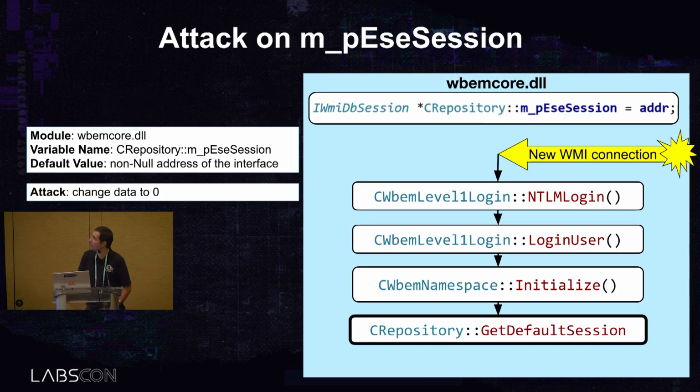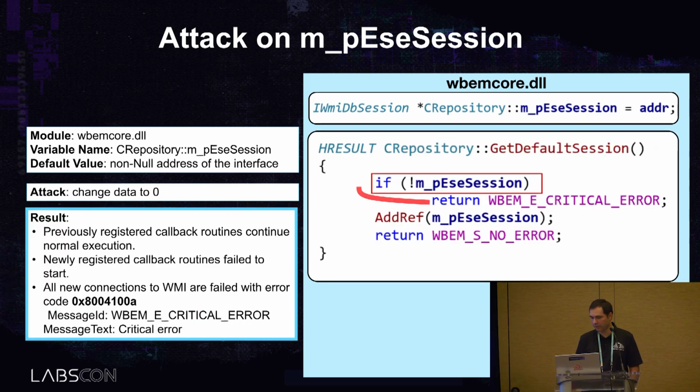So let's look at the pEsc session. In the init function, a pointer to the interface IWmiDbSession is set into that variable, which is a member of the CRepository class. To note, there is a global object of the CRepository class in the WMI DLL. So it's very easy to find this member. And then, as we can see in the shutdown method, the pointer is released.